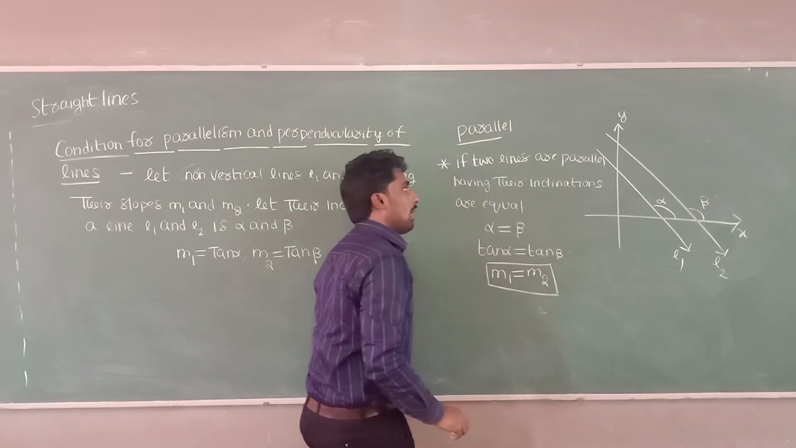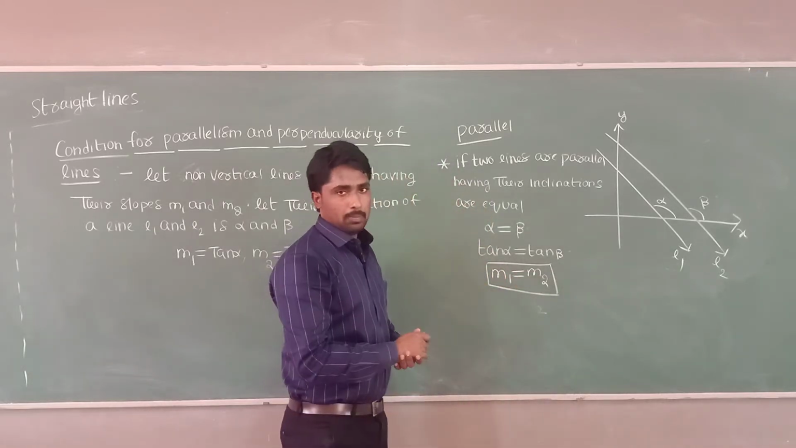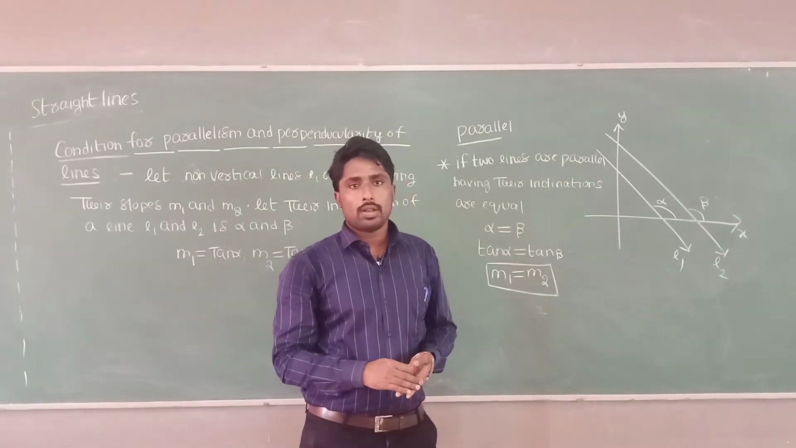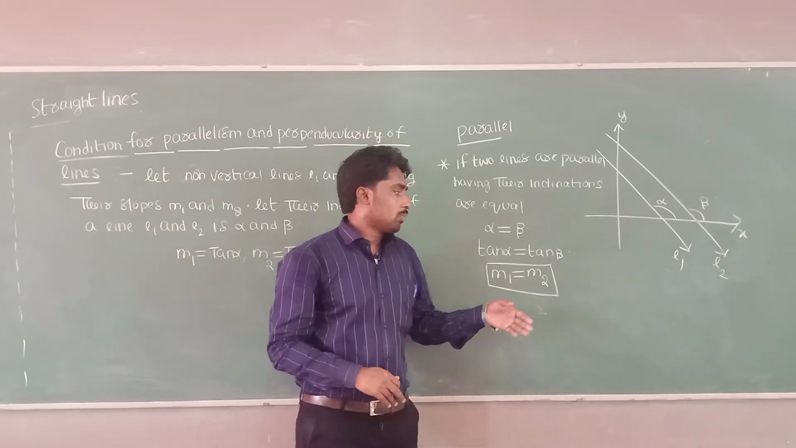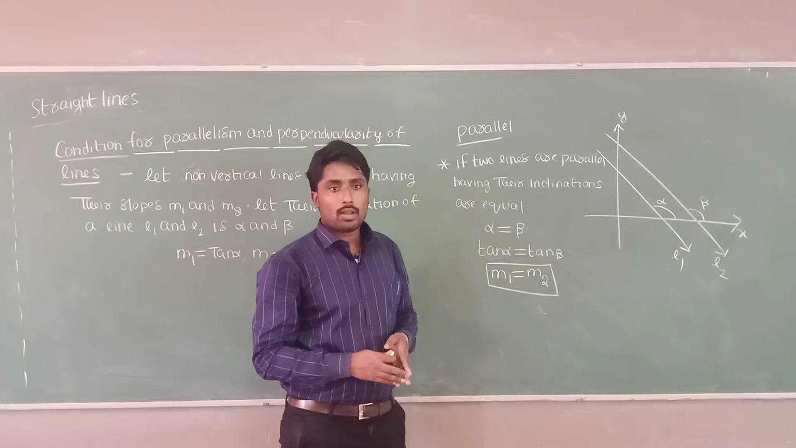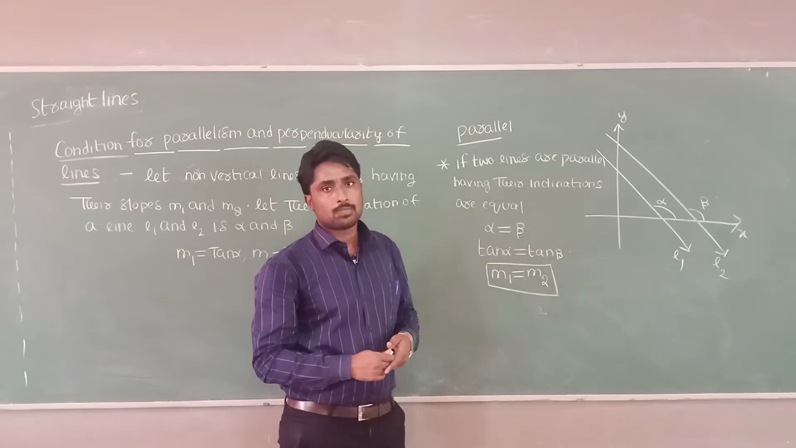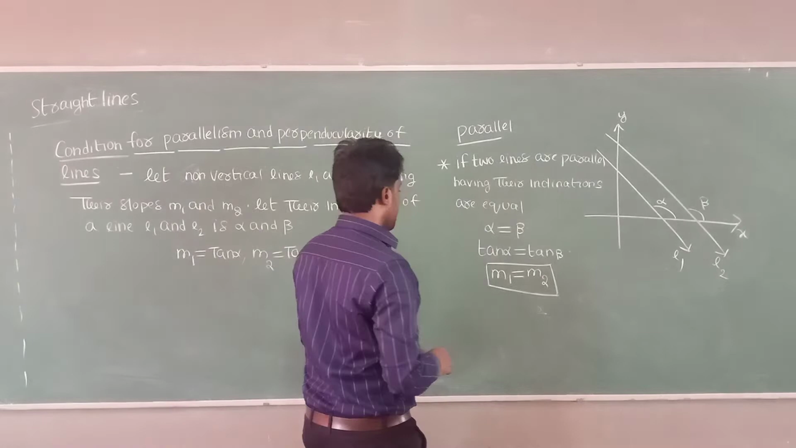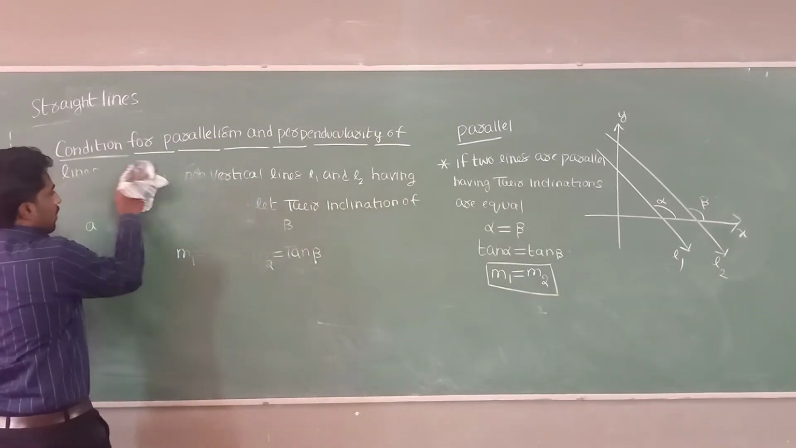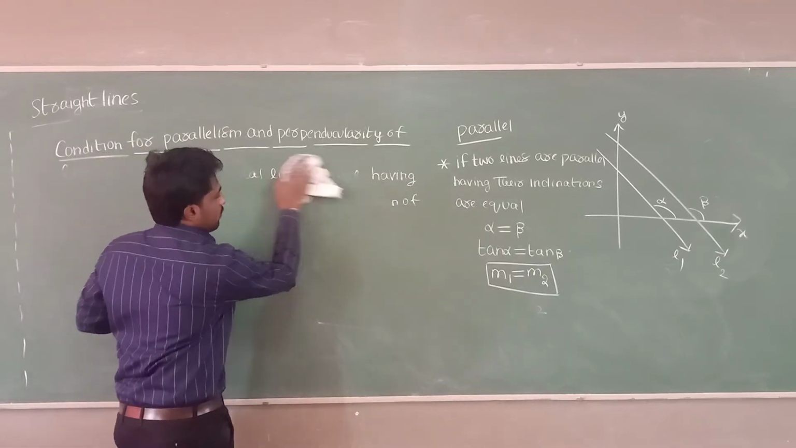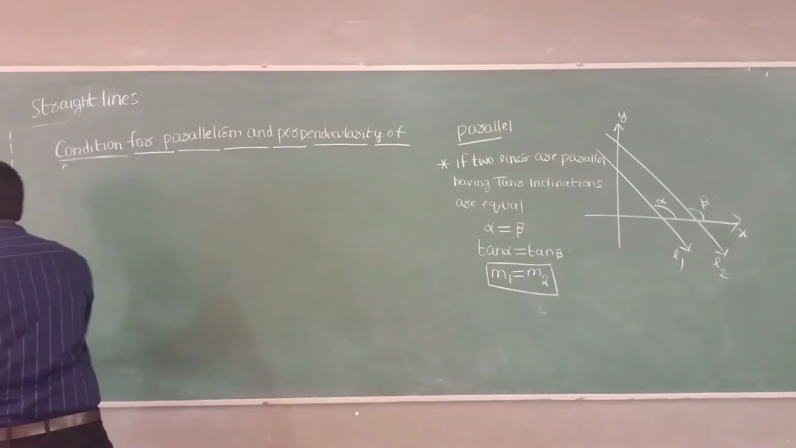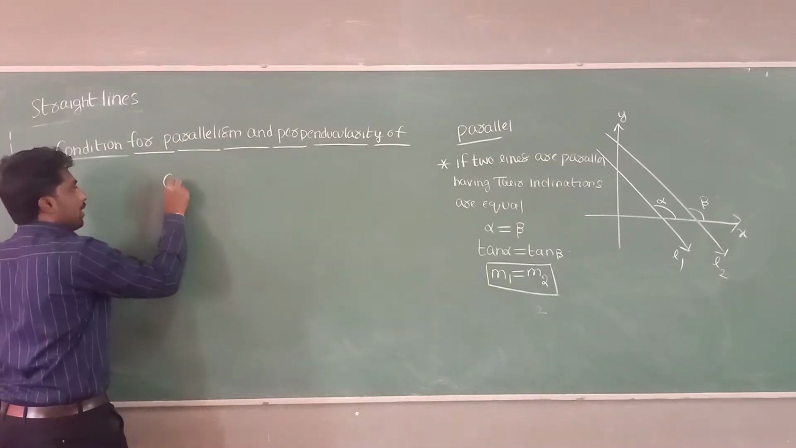If two lines are parallel, then their slopes are equal. Okay, sometimes they will ask, converse of the statement is true or not. Converse of the statement means if slopes of two lines are equal, whether those lines are parallel or not, they will ask. Okay, I will prove the converse statement. Converse statement means if slopes are equal, we have to prove whether the inclinations are equal or not.